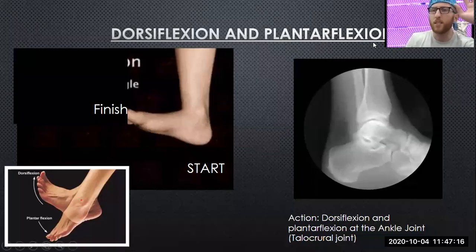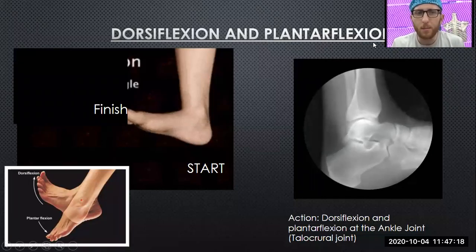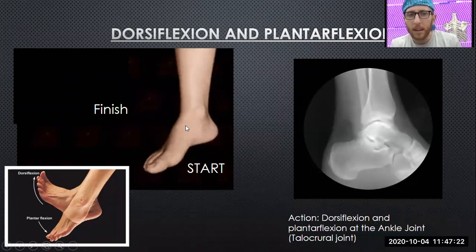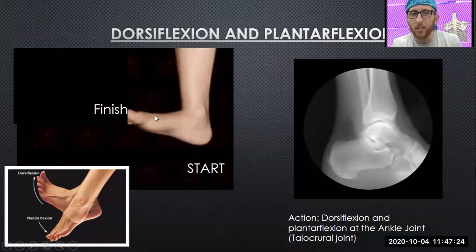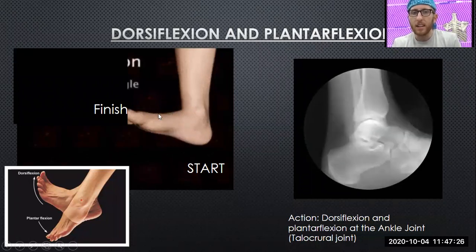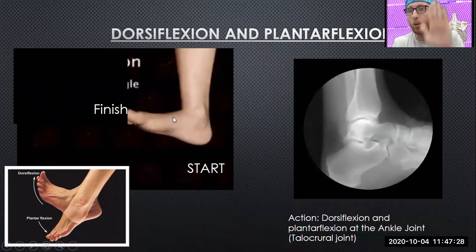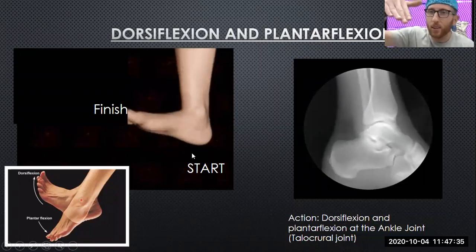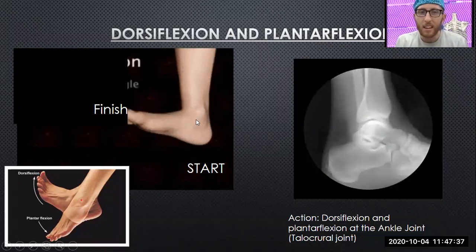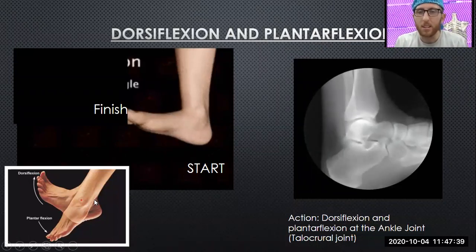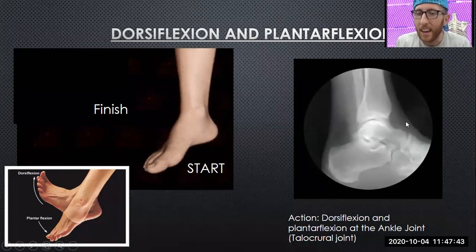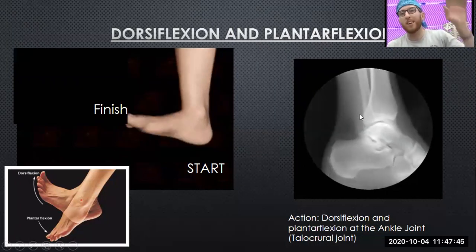Couple more that we'll get to in future labs, but I wanted to mention them now. We've got dorsiflexion and plantarflexion. Dorsiflexion is where you're finishing here and the toes are pointed up towards the sky or the ceiling. Plantarflexion is pointing the toes, like you can see here in the start position, and pointing them downward. That's plantarflexion. That's occurring at the ankle joint, the talocrural joint.